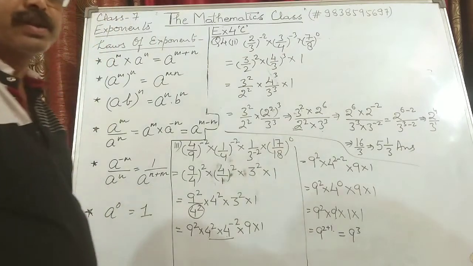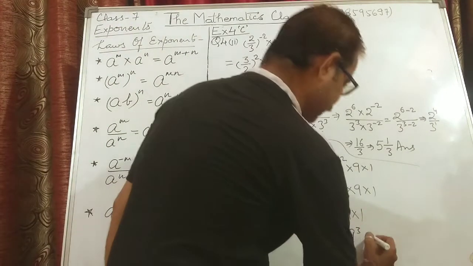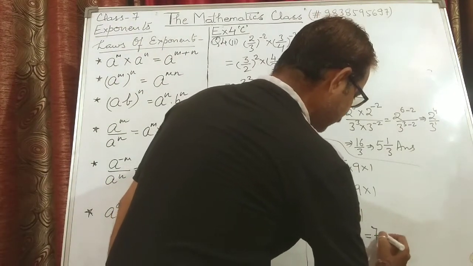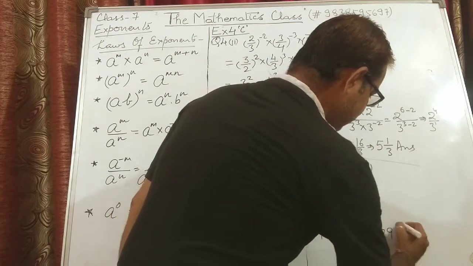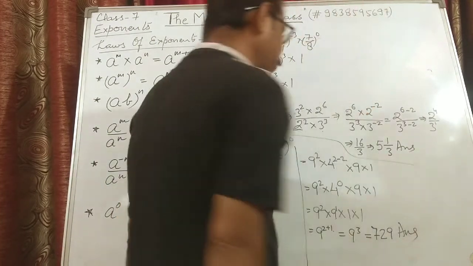9 to the power 3 means 9 into 9, 81. 81 into 9 is 729. That is the final value.